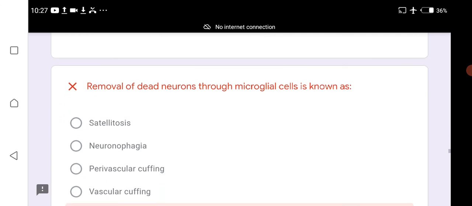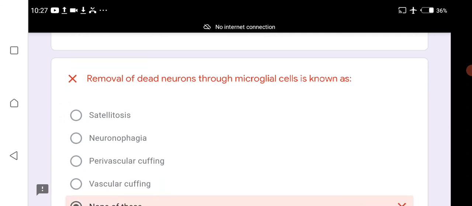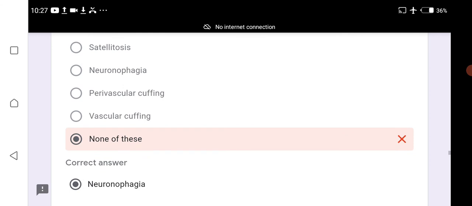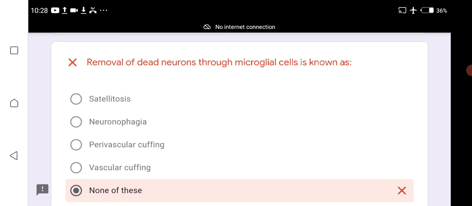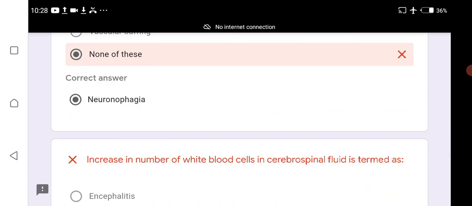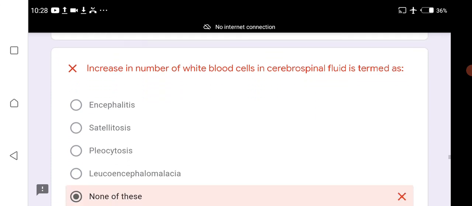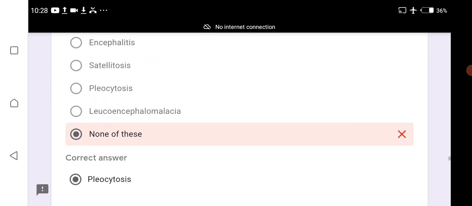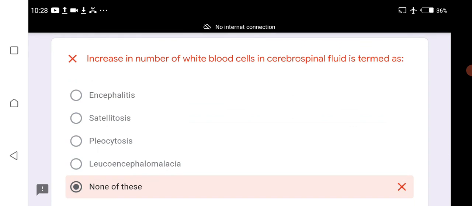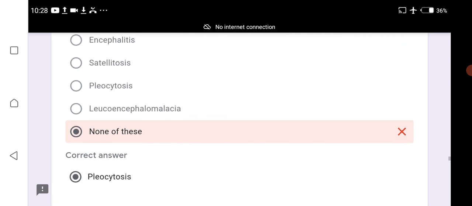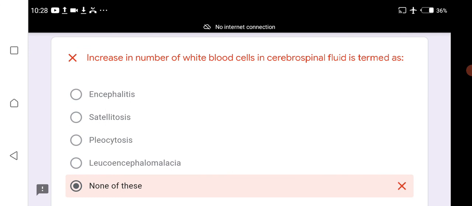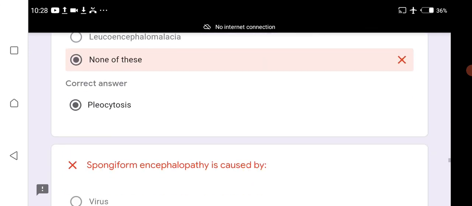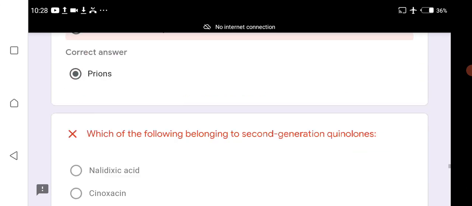Removal of dead neurons through microglial cells is known as neuronophagia. An increase in the number of white blood cells in cerebrospinal fluid is termed pleocytosis. Spongiform encephalopathy is caused by prions.